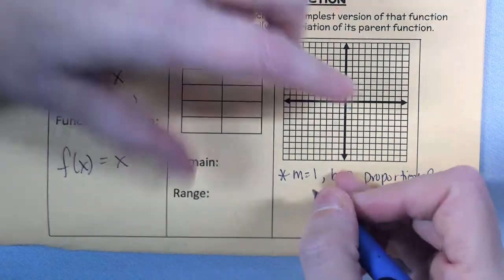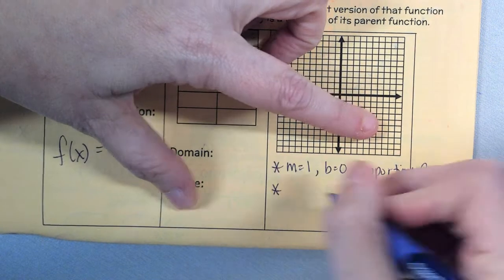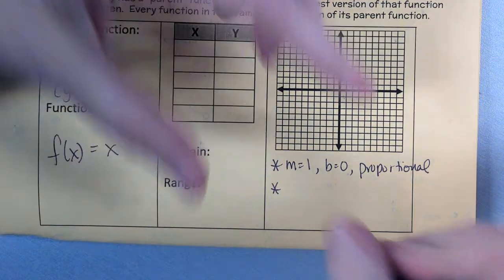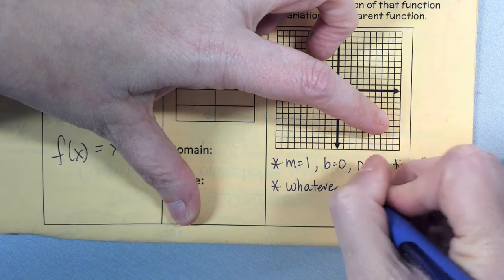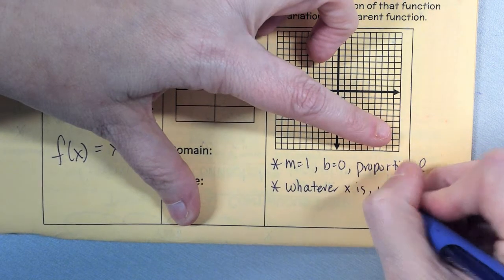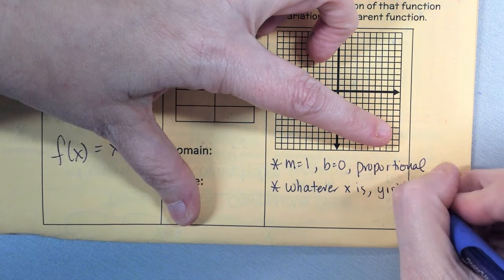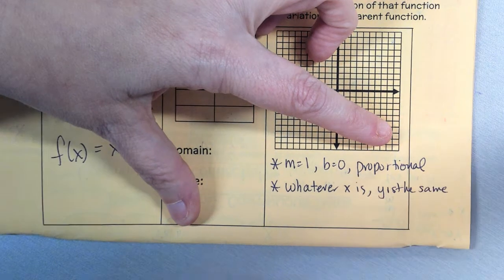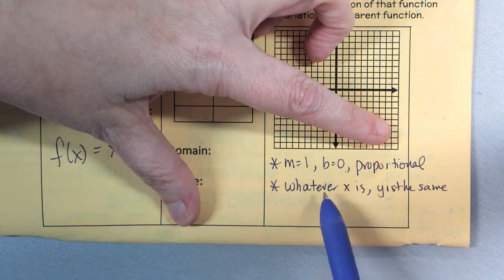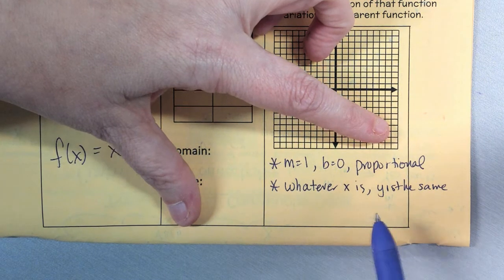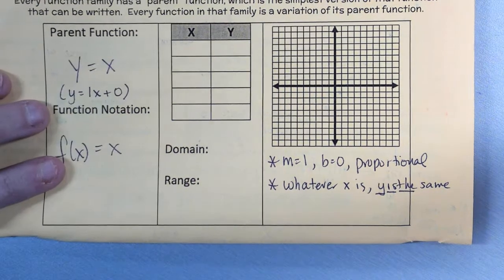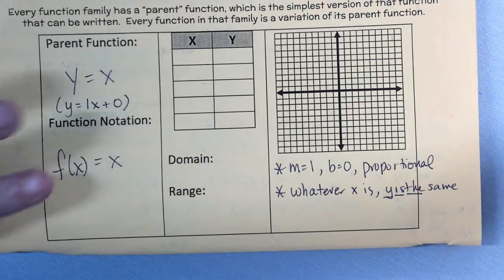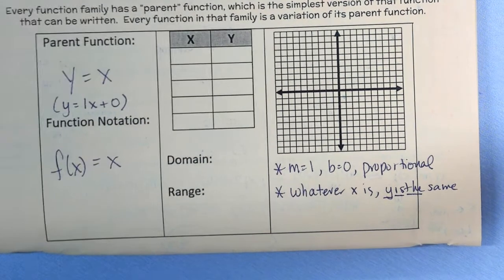All right, so here's another thing that is interesting about the parent function. Whatever x is, y is the same. Now, it looks like it says whatever x is, just the same, but it means y is the same. Sorry about that. I don't know why I let everything bleed together like that. Okay, so whatever x is, y is the same.